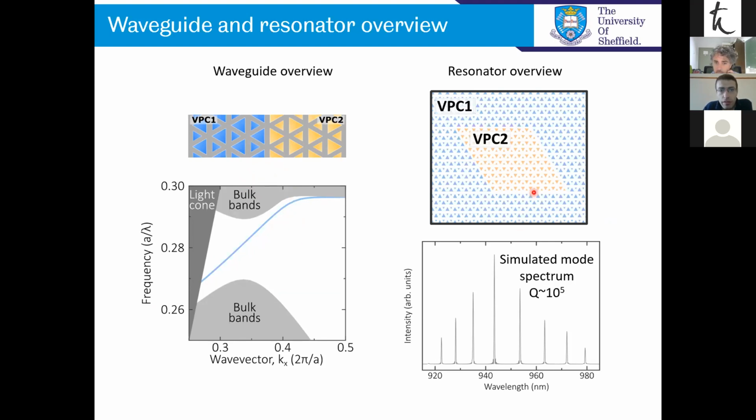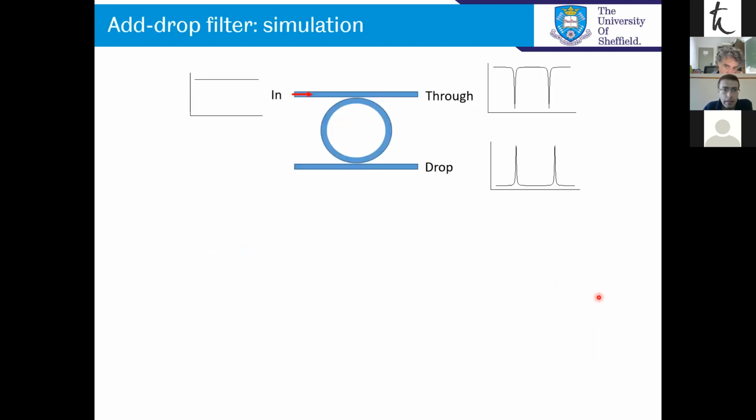And once more, we form a resonator. So this is just a schematic. In this case, it's a diamond-shaped resonator. And the reasons for this will become apparent in a moment. And we have a simulated spectrum of the modes of this with Q factors of the order of 10 to the 5. So the structure we're going to create is known as an add-drop filter.